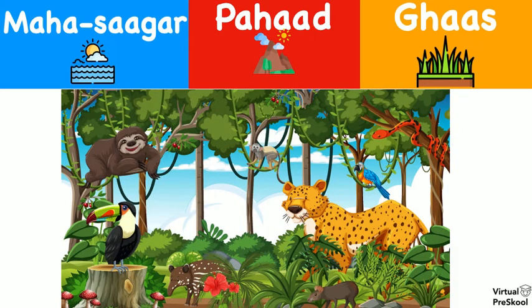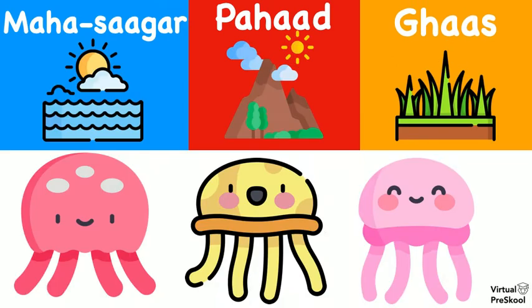And what do all of these animals use in the forest to camouflage? Do they use Mahasagar, Pahad, or ghas? Well, is there a Mahasagar in the forest? No. And can they use a Pahad to camouflage? No. So they use the ghas. All right, where do these jellyfish live?